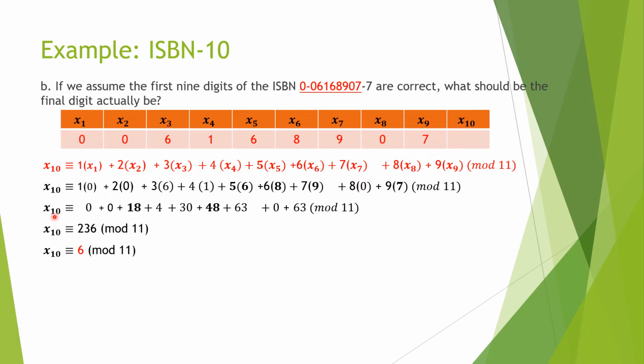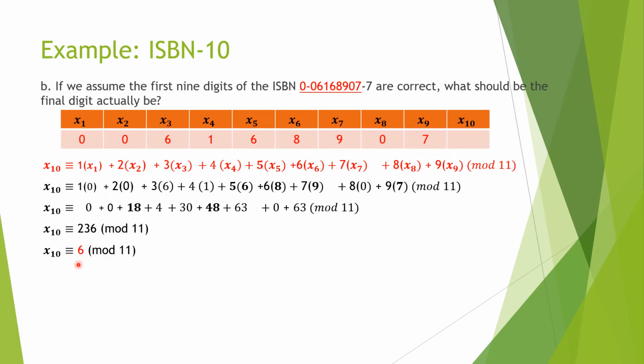So we have here x sub 10 is congruent to 0 plus 18 plus 4 plus 30 plus 48 plus 63 plus 0 plus 63, modulo 11. Then add the values from 0 up to 63, so we will have here 236 modulo 11. If we divide 236 by 11, we will have a remainder of 6. So x sub 10 is congruent to 6 modulo 11.